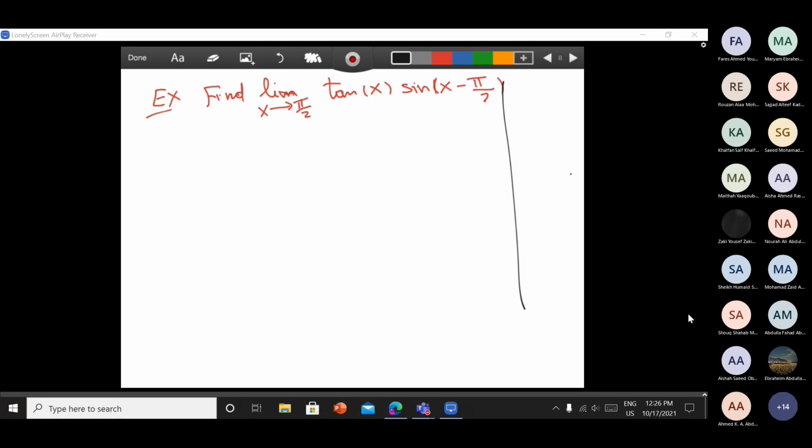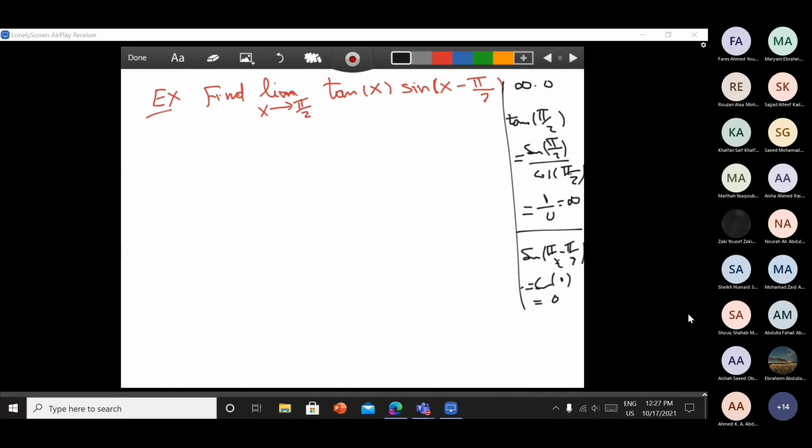What is tan pi over 2? Tan is sine over cosine. I know sine pi over 2 is equal to 1, and cosine pi over 2 is 0, so I know this is infinity. What about the sine? Sine of pi over 2 minus pi over 2 is equal to sine 0, which is 0. So this is the case of infinity times 0.